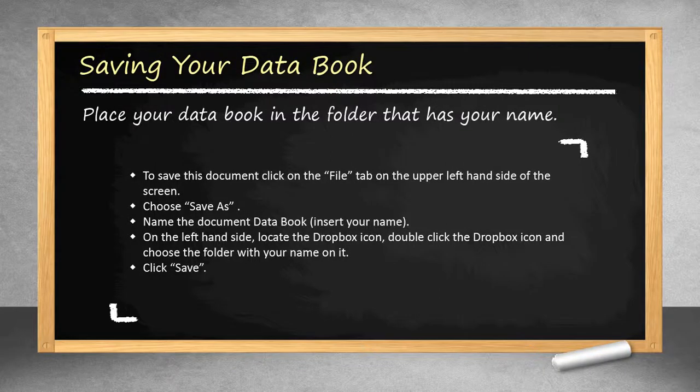To save this document, click on the File tab in the upper left-hand side of the screen. Choose Save As. Name the document Data Book with your name. On the left-hand side, locate the Dropbox icon, double-click the Dropbox icon, and choose the folder with your name on it. Click Save.